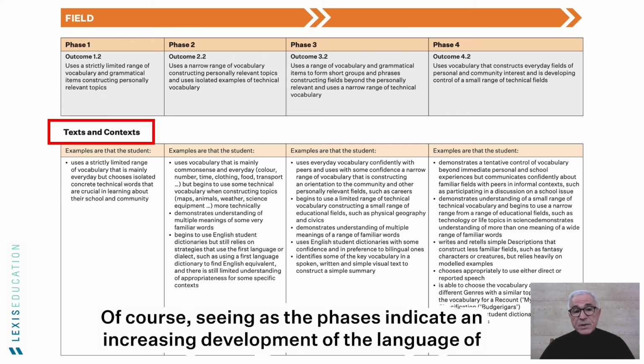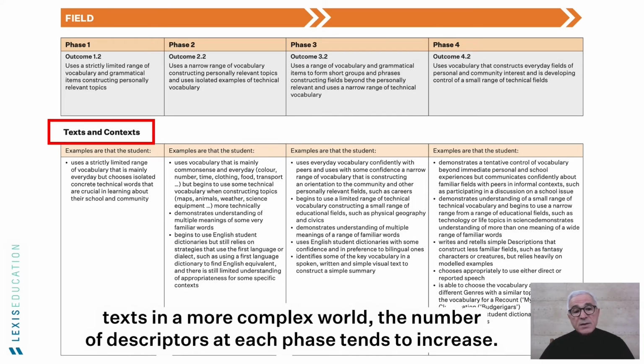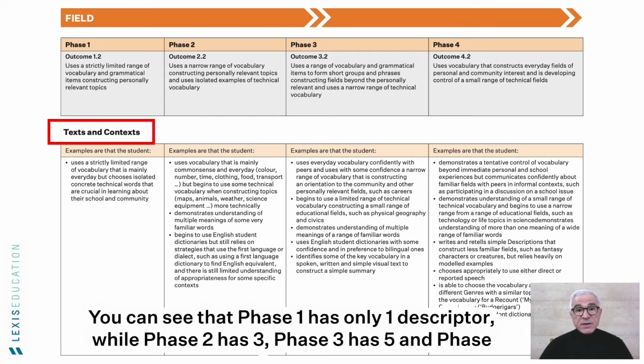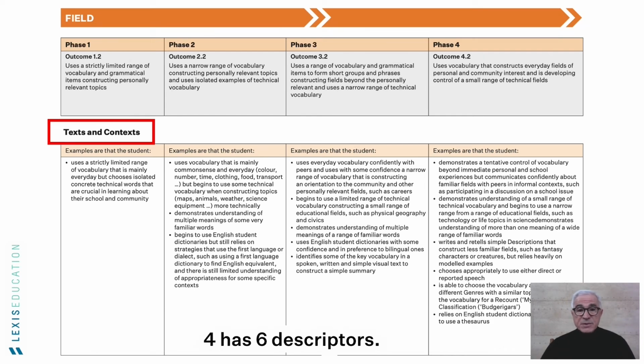Of course, seeing as the phases indicate an increasing development of the language of text in a more complex world, the number of descriptors at each phase tends to increase. And you can see that phase 1 has only 1 descriptor, while phase 2 has 3, phase 3 has 5, and phase 4 has 6 descriptors.